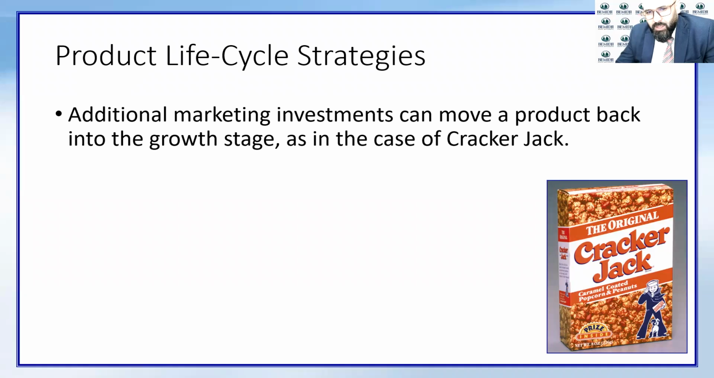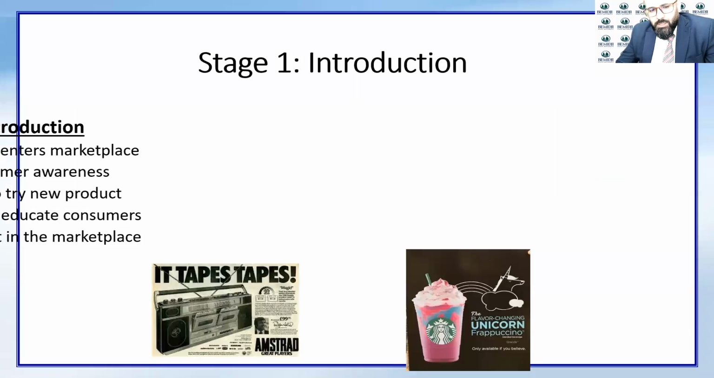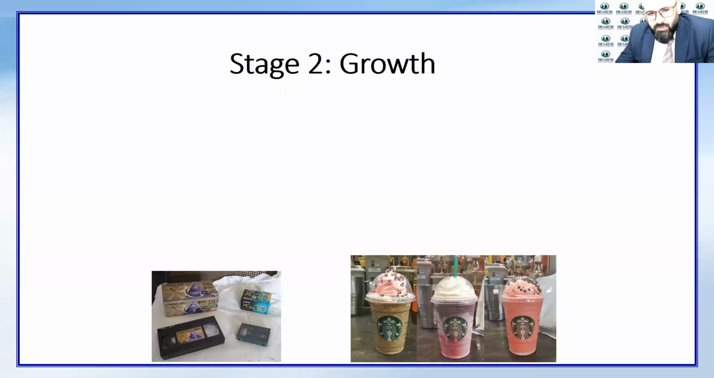Another strategy is to invest in marketing. More marketing can move a product from the decline back to the growth phase. That would be similar to Cracker Jack, for example. This is a very traditional product that all Americans know and are familiar with, and with more marketing, renewing the marketing, brought that product back to the market.